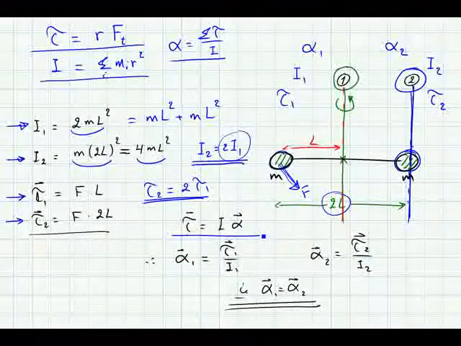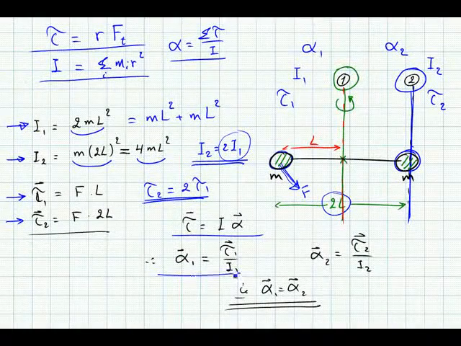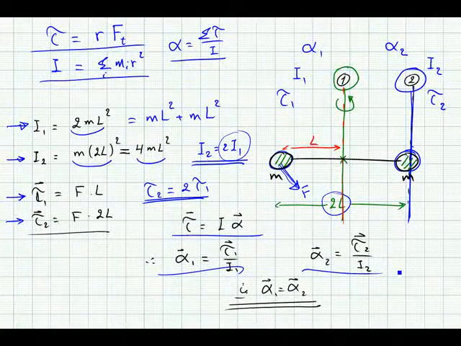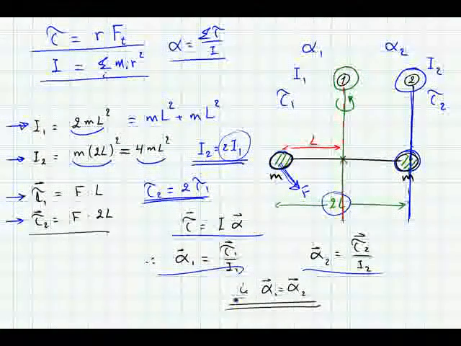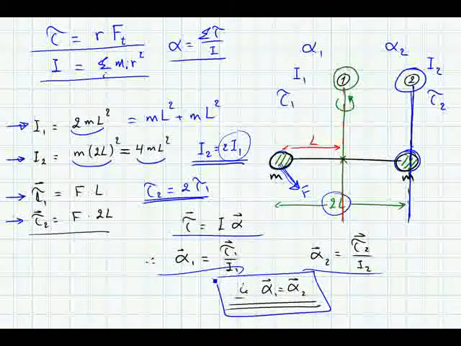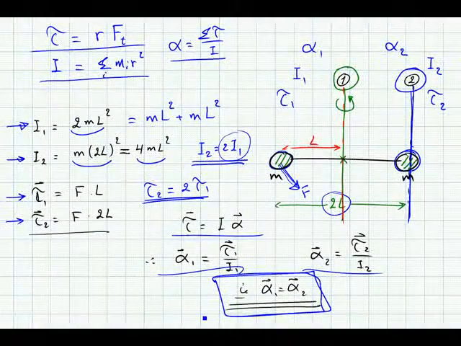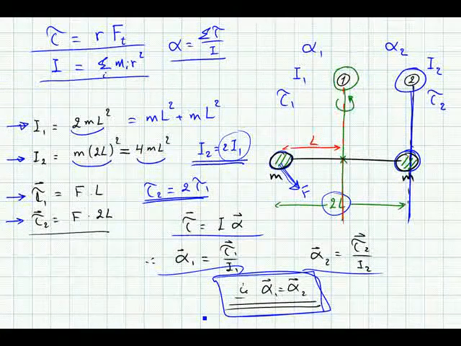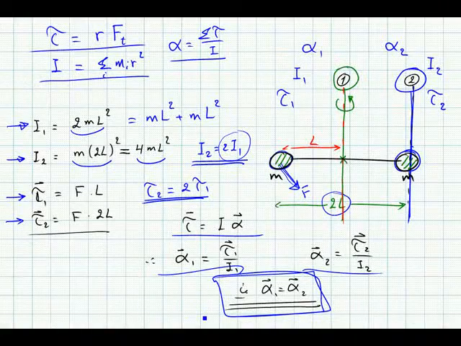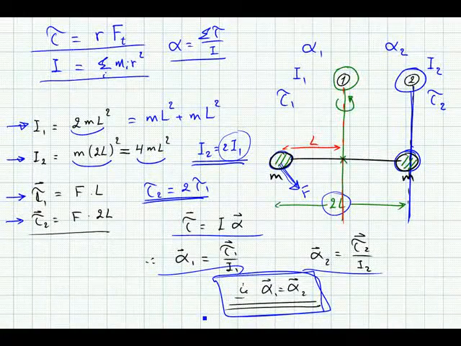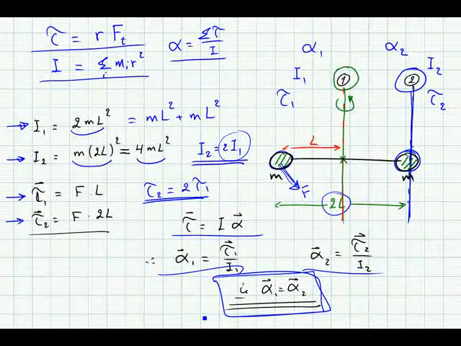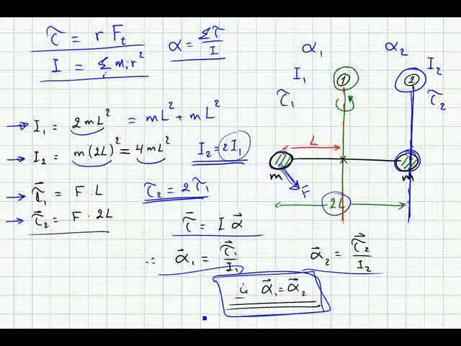Since torque is equal to I alpha, then alpha 1 is torque 1 divided by I1, and alpha 2 is torque 2 divided by I2, that is, alpha 1 is equal to alpha 2. So in each case we end up with the same amount of angular acceleration, since even though the value of the torque doubled, the moment of inertia doubled as well, so the angular acceleration remained the same.